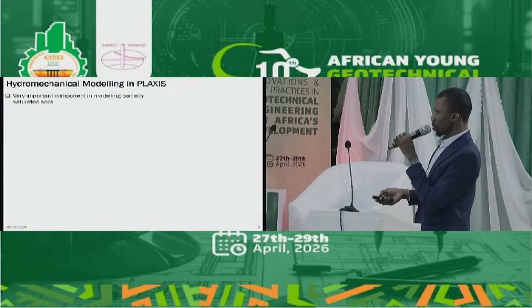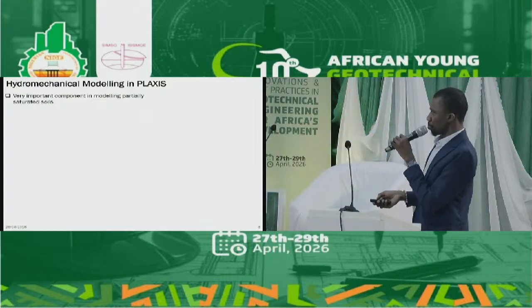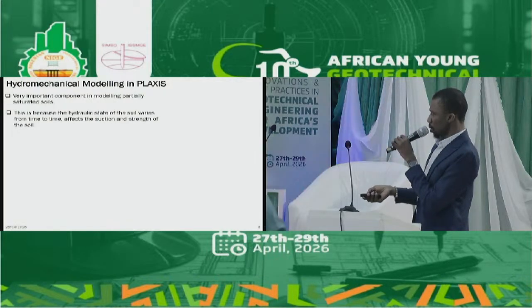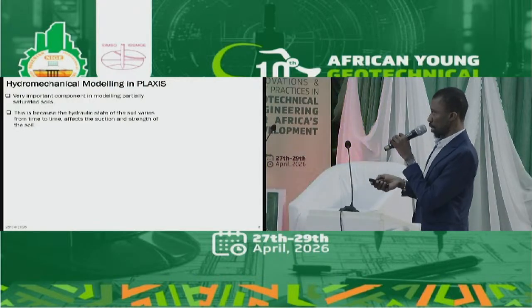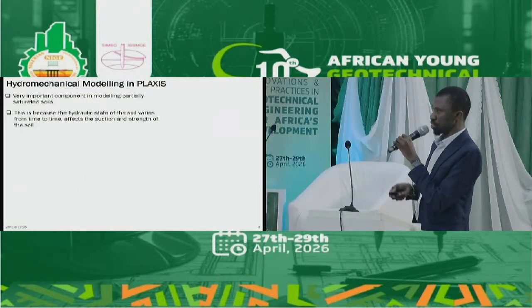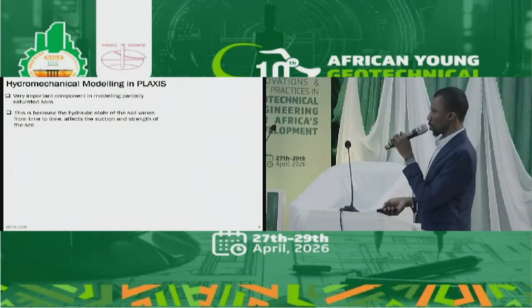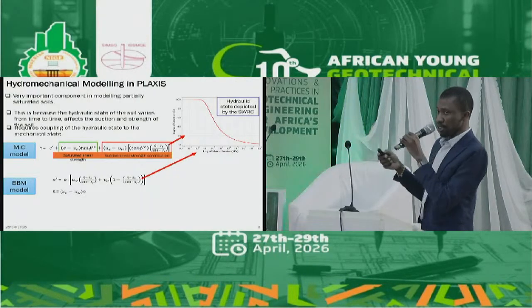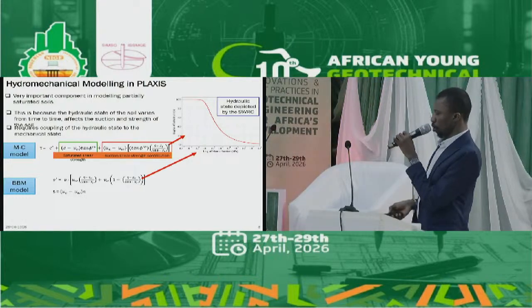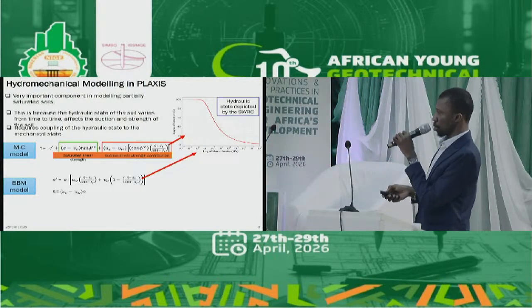Now, hydromechanical modeling of partially saturated soils can be done in many numerical modeling software packages, for instance, Plaxis. This is because the hydraulic state of the soil varies from time to time. That's what hydromechanical modeling entails: as the hydraulic state of the soil varies, what is the effect on the shear strength of the soil? Going forward, what I did here is a comparative calibration. This is the Mohr-Coulomb model. This is the extended Mohr-Coulomb model based on the Fredlund and Morgenstern expression. And then this is the Barcelona Basic Model.